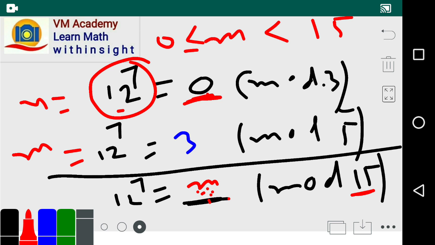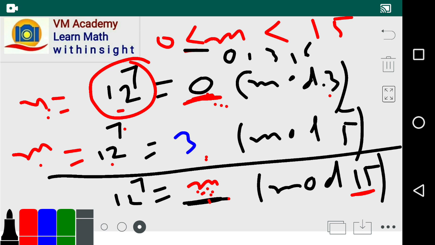12 raised to 7 is congruent to m, but here 12 raised to 7 is congruent to 3, so m is congruent to 3 modulo 5 and m is congruent to 0 modulo 3. m congruent to 0 modulo 3 means m is a multiple of 3, because it leaves remainder 0 when divided by 3. So what are the multiples of 3 starting from 0 and up to 14? They are 0, 3, 6, 9 and 12, friends. These 5 numbers are multiples of 3.